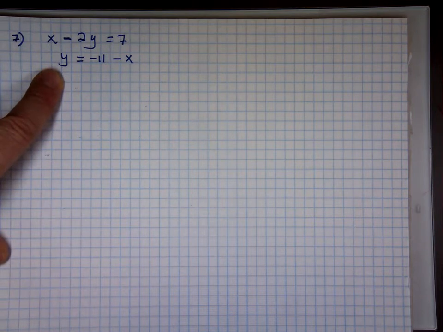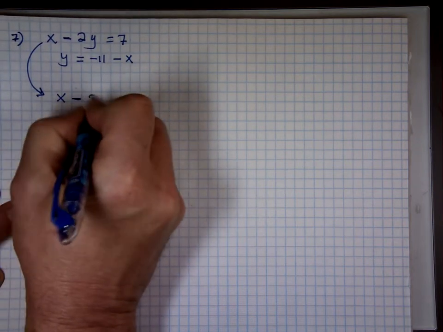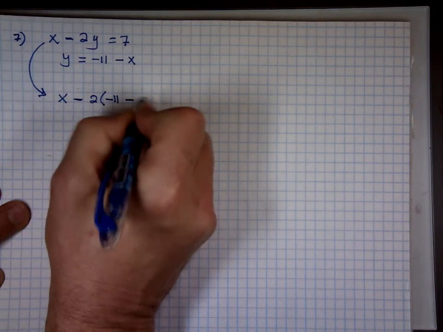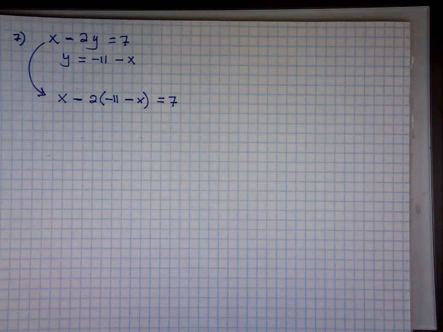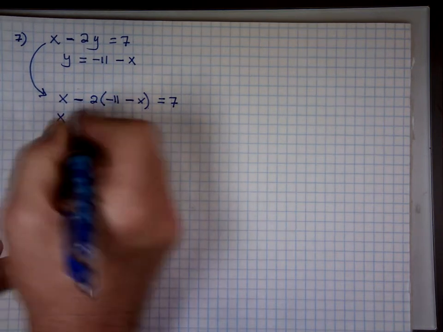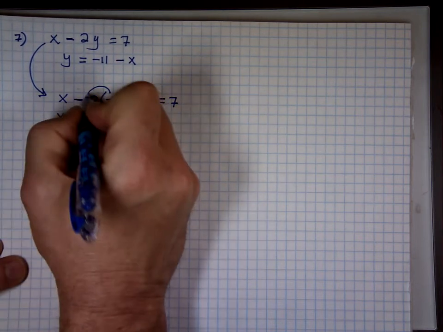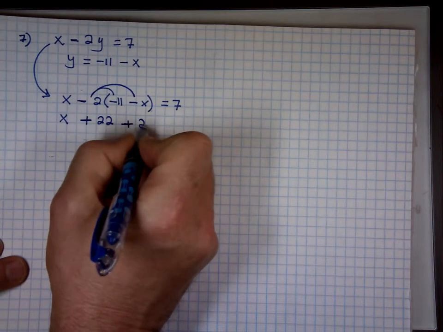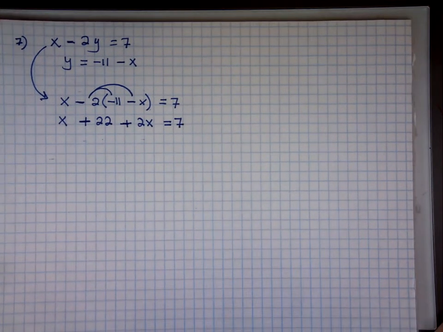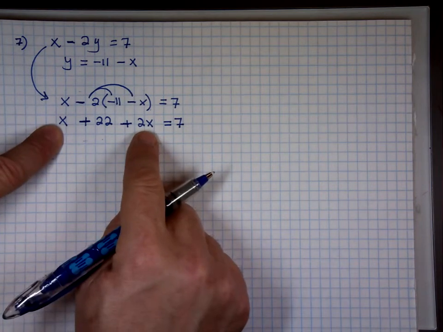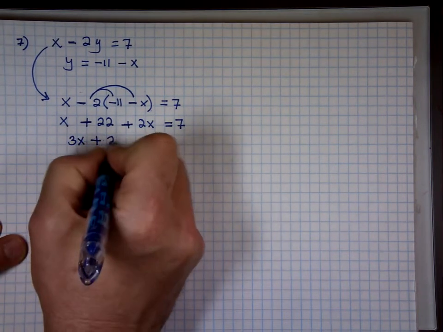So all I got to do now, go to this equation, take y out and replace it with what? Negative 11 minus x. What's minus 2 times a minus 11? Positive 22, right? Minus times a minus, that's a positive. Plus x, minus 2 times negative x gives plus 2x, equals what? 7. Solve this equation. Let's collect like terms. What's x plus 2x? 3x plus 22 equals what? 7.